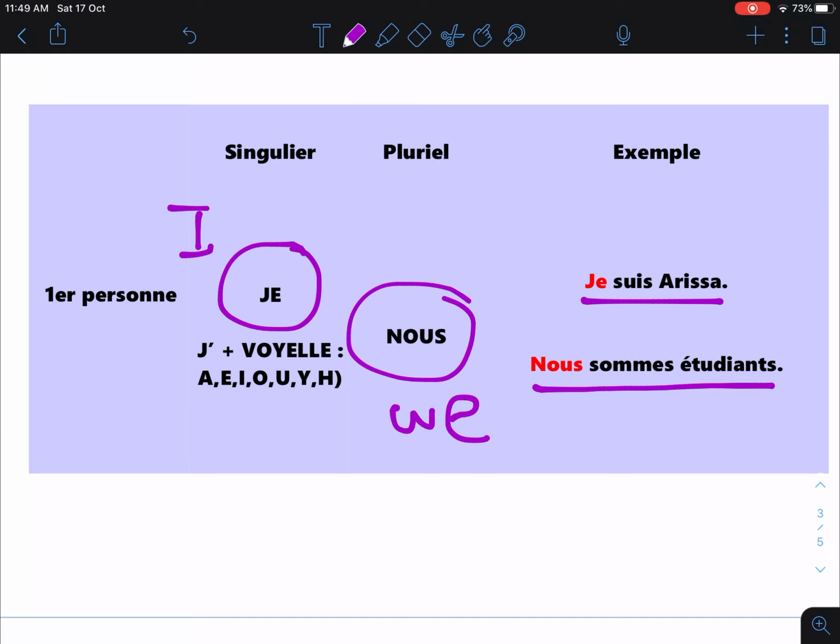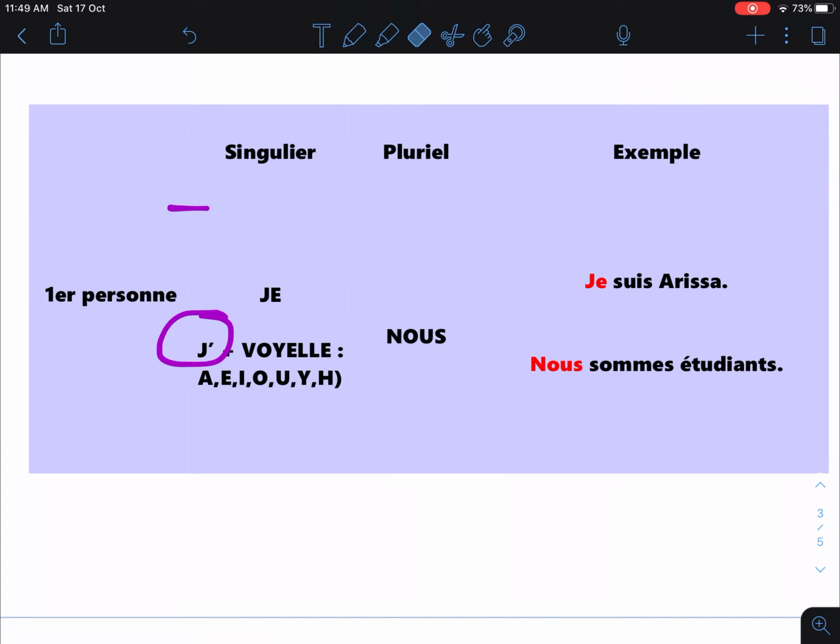Now, you have here J apostrophe. Why do we have J apostrophe? Now, this happens when JE becomes J apostrophe when it meets a verb starting with a vowel: A, E, I, O, U, Y, and H. JE becomes J apostrophe when it meets a verb which starts with these letters.